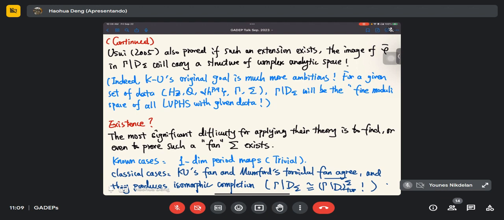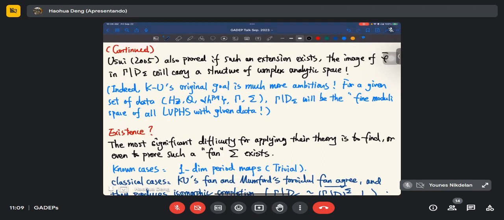Besides the classical cases, for one-parameter period maps it is also trivial that such a fan exists. Let me say a word about why this is trivial. Just take the adjoint Γ-class of all local monogenic nilpotent cones. In the one-dimensional case all of them are rays, so at the end of the day you just get a bunch of rays, and it is clearly a fan. The resulting fan, by definition, has a Γ-strongly admissible structure. So for the one-dimensional period map, such a construction is immediate.